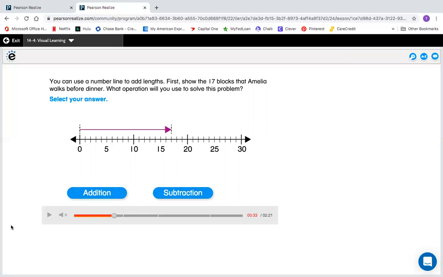So we have the two parts on the bottom. So when we have two parts on the bottom, we need to add. We need to add to find our total or our whole number. So it is adding, but I want to show you on this number line, they showed the 17 blocks. So they start at the 0 and they put the arrow and put it on the 17. So this represents the 17 blocks that she walked before dinner. Now we're going to add the 8 more blocks after that. So this will be addition.